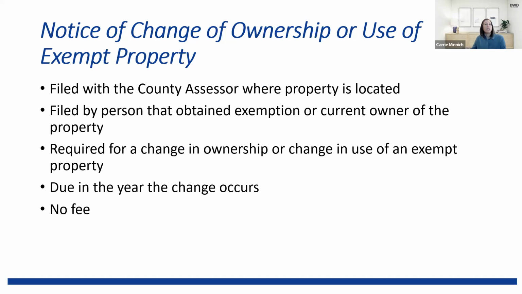If your organization has a change in ownership, where you owned property and had an exemption on it and you sold it to somebody else, like maybe a for-profit, or that new owner is not using it for the same purpose, another form called a notice of change of ownership or use of exempt property needs to be filed with the assessor. That notifies the assessor that our nonprofit doesn't own this property anymore. We're not using it for our mission. Somebody else is now using it.